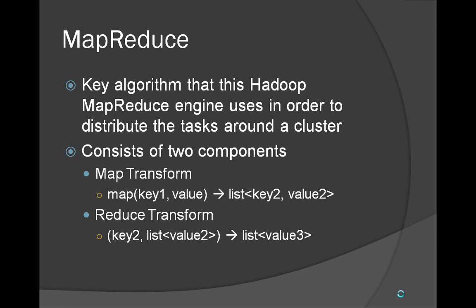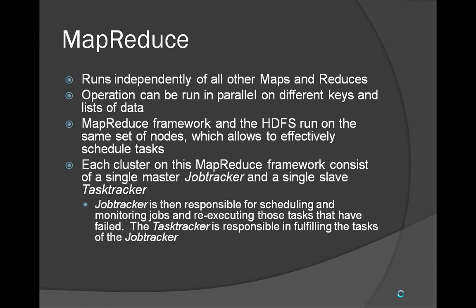An important aspect of the Hadoop MapReduce algorithm is that it runs independently of all other maps and reduces, and therefore the operation can be run in parallel on different keys and lists of data. The MapReduce framework and HDFS run on the same set of nodes, which allows tasks to be effectively scheduled on nodes where data is already present, resulting in a very high aggregate bandwidth across the cluster.